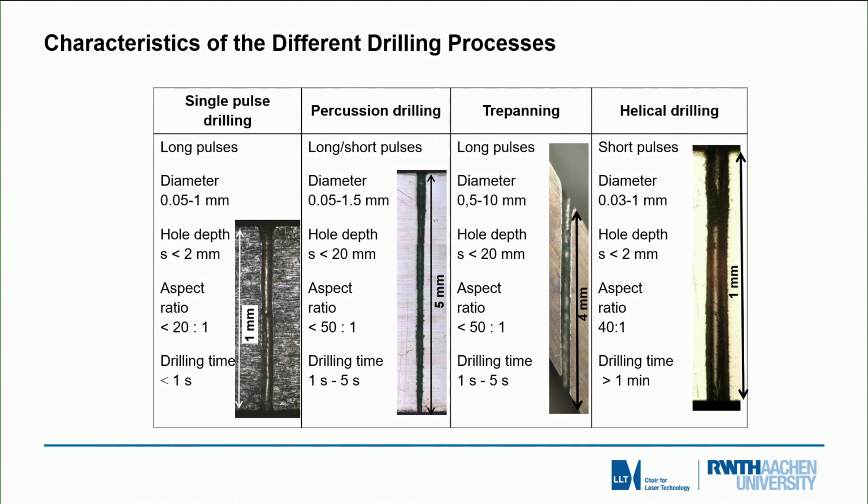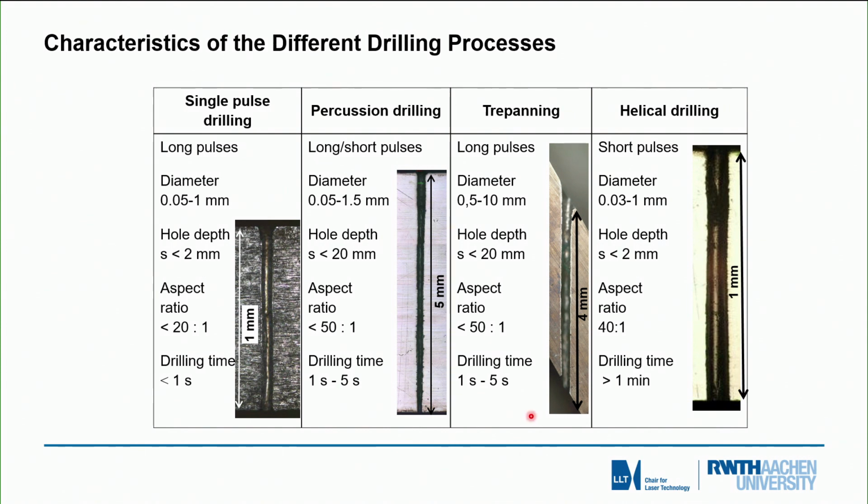So those were the descriptions of the 4 different drilling processes, and in this view graph here we have summarized the typical characteristics of these processes. Starting with single pulse drilling, those are the quickest holes we can drill with lasers. Aspect ratios may be up to 10 to 20. Typical drilling times are a few milliseconds, usually less than a second. If we go to multiple single pulse drilling, which is called percussion drilling, then we also use shorter pulses, and we need a little more time, typically between 1 to 5 seconds drilling time, but aspect ratios up to about 50 to 1.